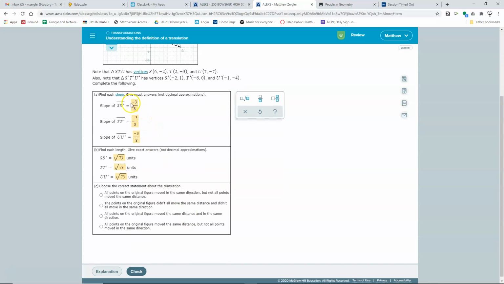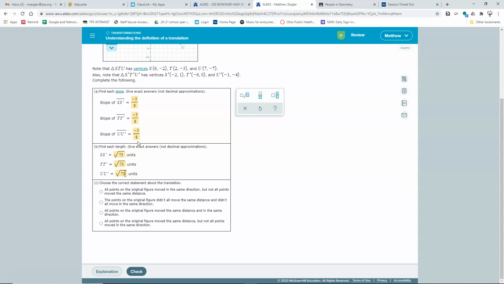Because the translation moves every point from original S to S prime, or original T to T prime, or original U to U prime, in the same direction. That's why all these slopes are the same. It's kind of a way of thinking about direction in this problem, slope. And down here, from S to S prime, from T to T prime, from U to U prime, from the original to the translated point, the distance is always the same.